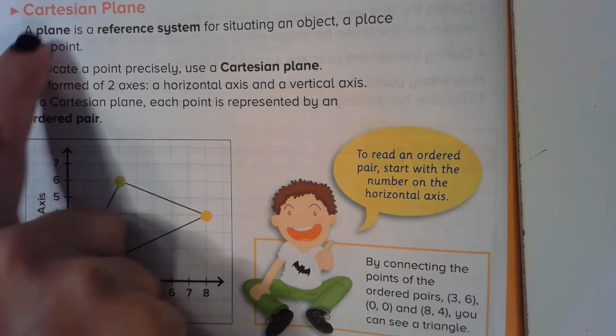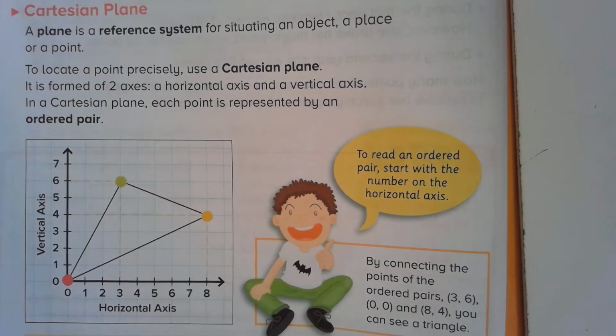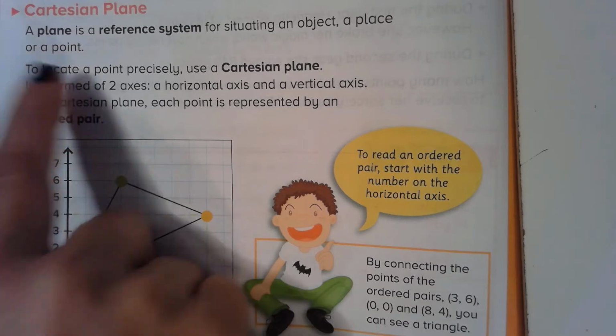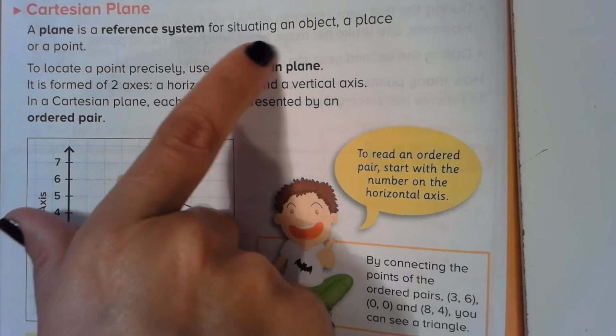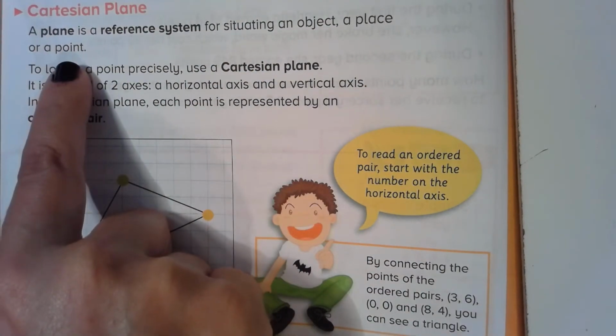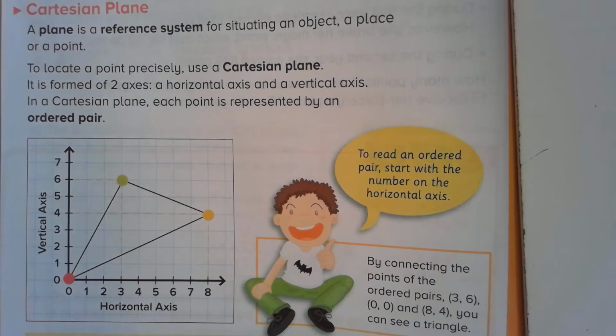Today, we are going to learn about the Cartesian plane. Well, first ask yourself, what do I already know about the Cartesian plane? Well, I know that a plane is a reference system for situating an object, a place, or a point. I probably remember that from last year. If not, hold on to your hat because you're going to learn something new today.